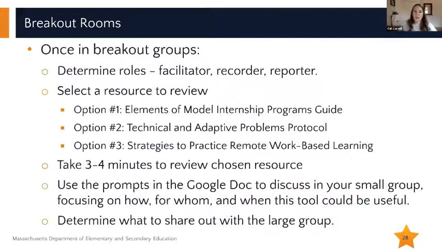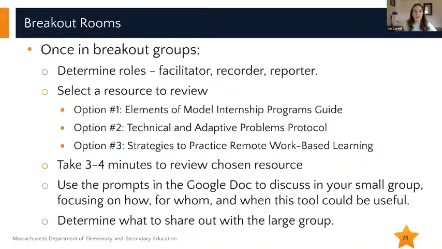Once we're in the breakout rooms, we'll ask you to determine roles. Each group will need a facilitator that will guide the conversation. We'll give some prompts to help you with that. A recorder to capture highlights of your conversation, and then finally a reporter to share highlights for when you come back to the full group. When we come back to the full group, we'll be asking just a few folks to report out on some of the highlights of your conversation.